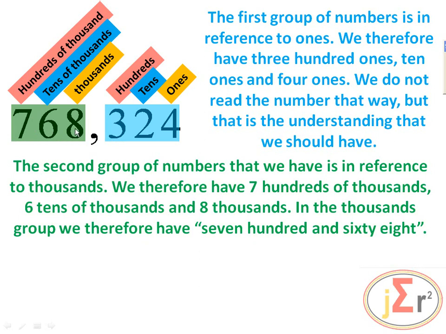thousands. So we read the numbers in groups of 3. And each group contains place values going up to hundreds. See, hundreds, tens. So what we have here is 768,000. Then we have 324.